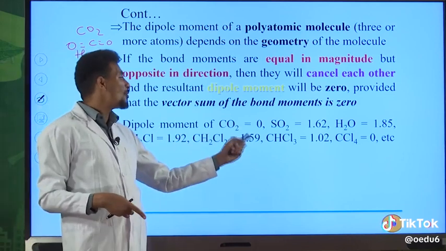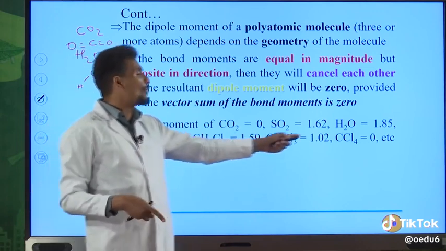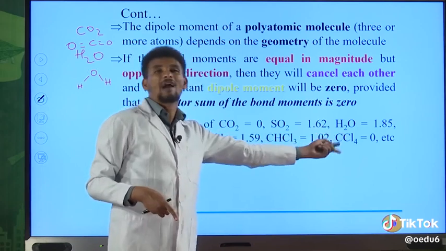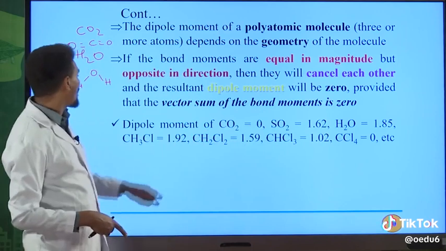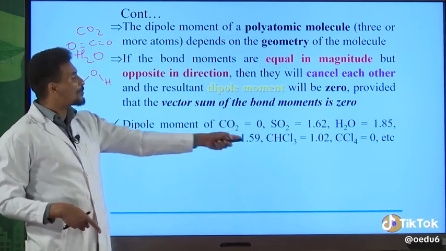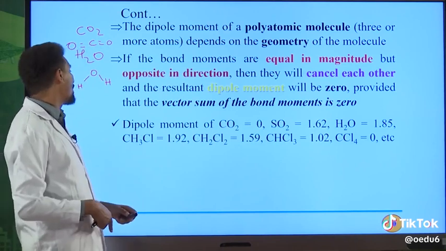CH2Cl2, its dipole moment is 1.59. CHCl3, its dipole moment is 1.02. But carbon tetrachloride has 0 dipole moment, so it is a non-polar molecule. Except carbon dioxide and carbon tetrachloride, the other molecules are polar molecules.